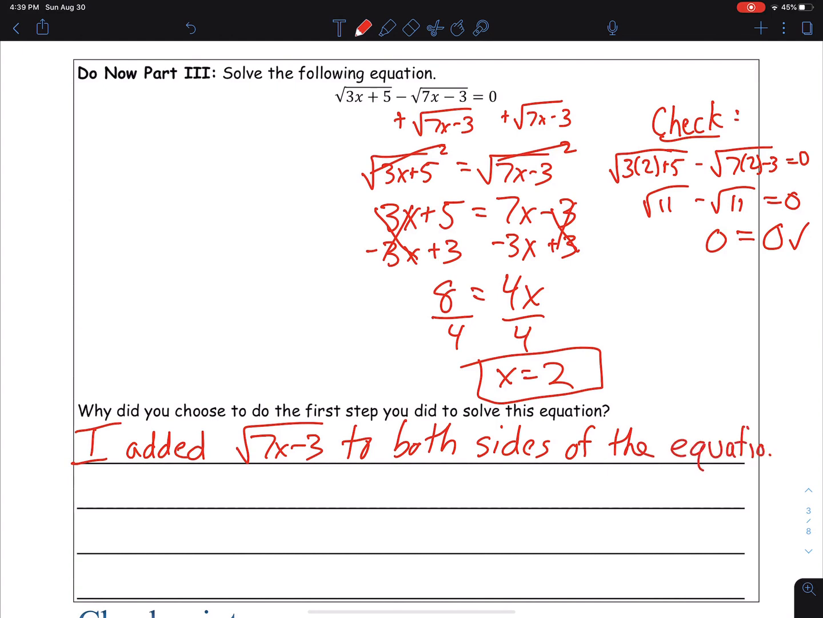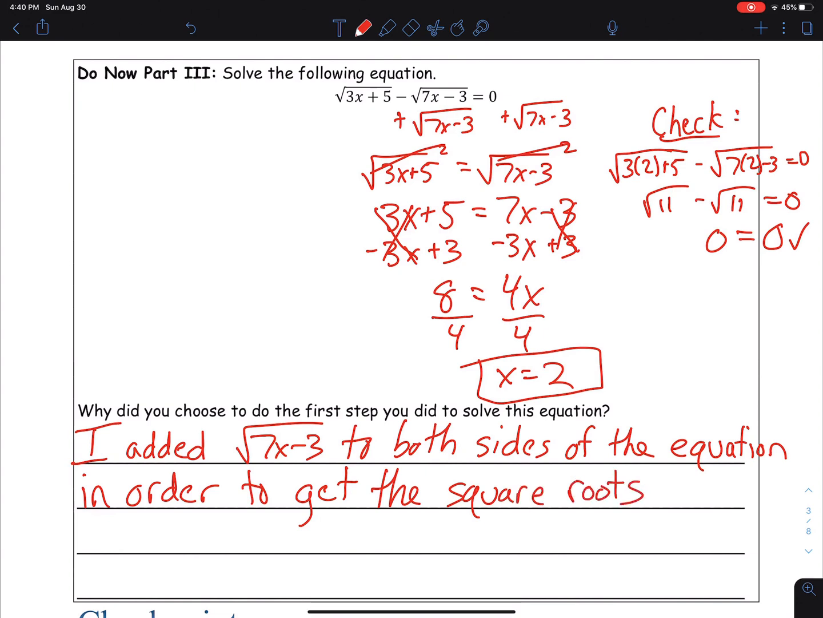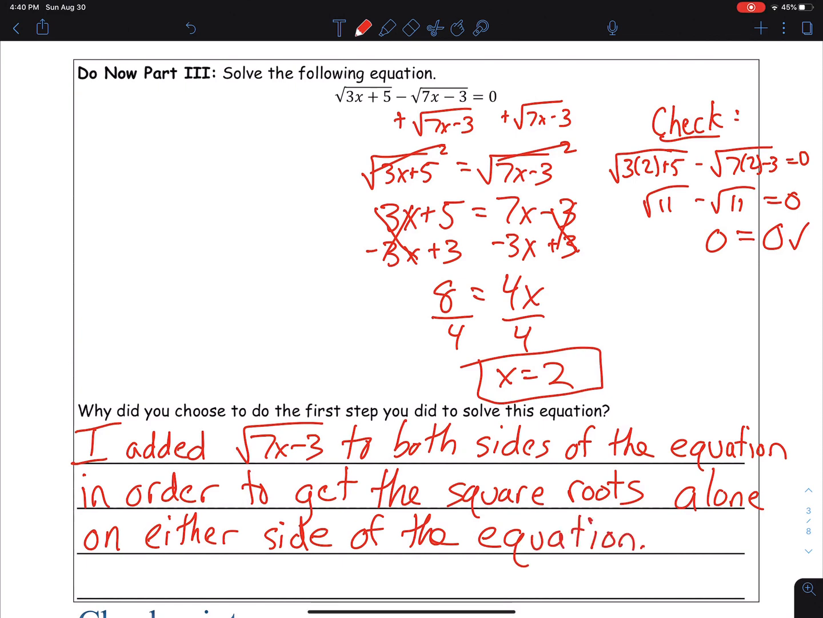And why did I do that? Well, that was in order to get the square roots, and this is the big word here, alone on either side of the equation. Because the square roots are alone on either side of the equation right now, we can do the squaring of both sides in order to get the square roots to cancel.